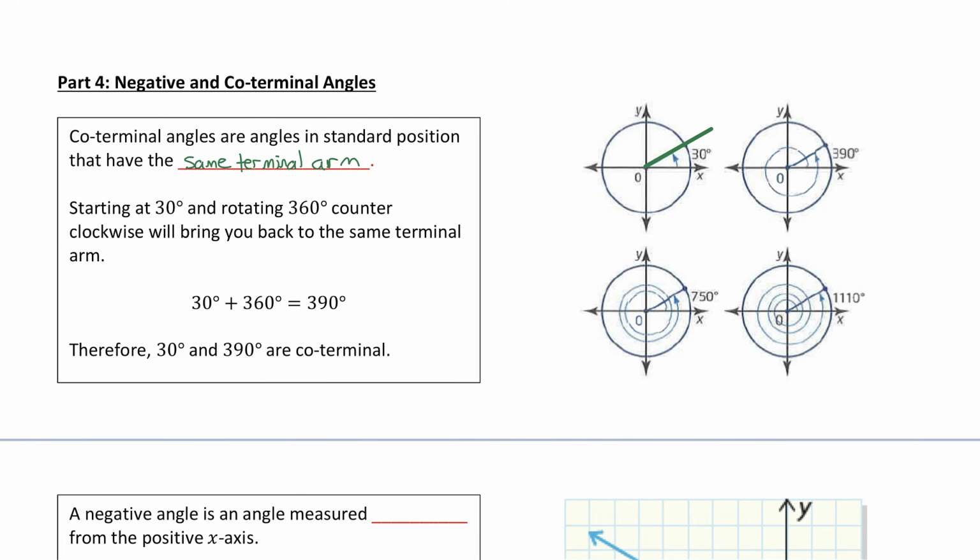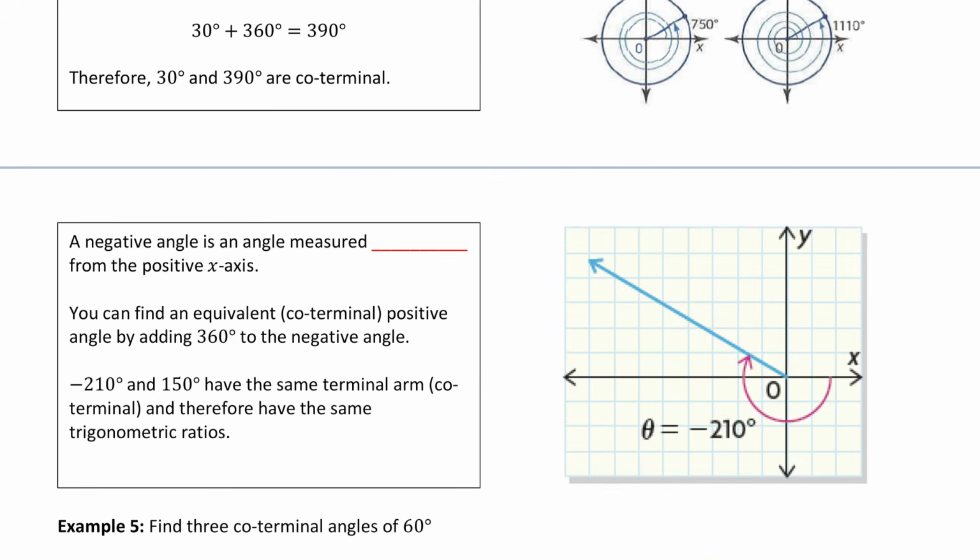All of those angles, which I have represented in each of these diagrams, all land you in the exact same spot. They all have the same terminal arms. We say they're all coterminal angles. Anytime you add 360 to any angle, you get an angle that is coterminal with the original angle. We could also subtract 360. That would also give you a coterminal angle.